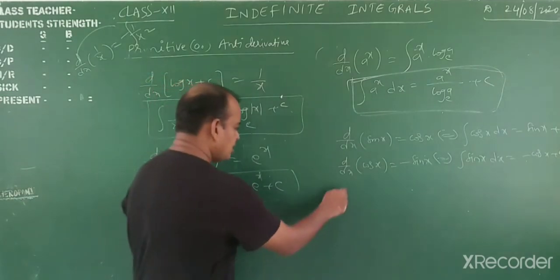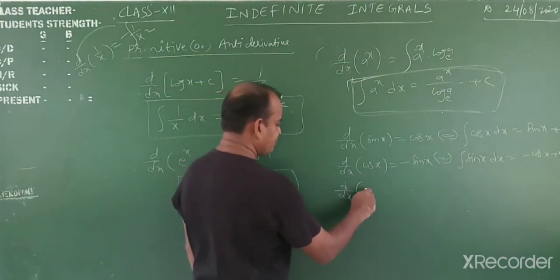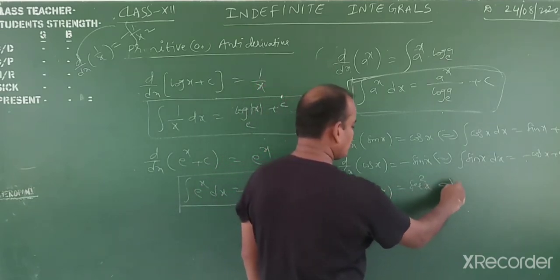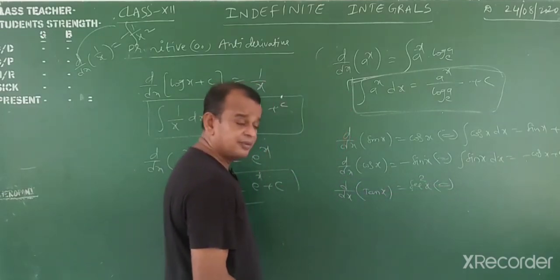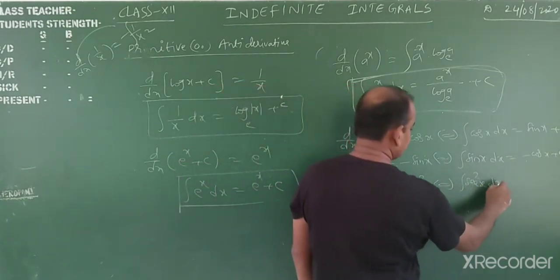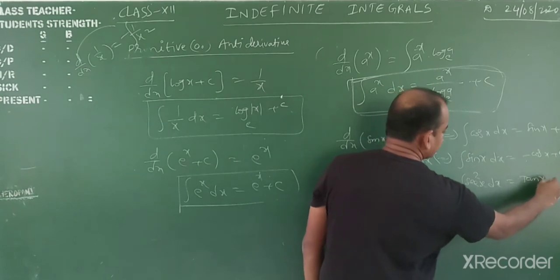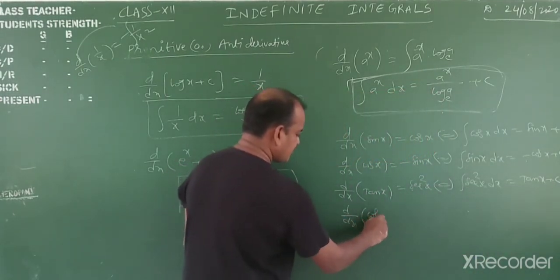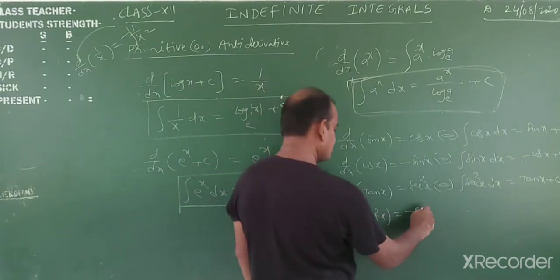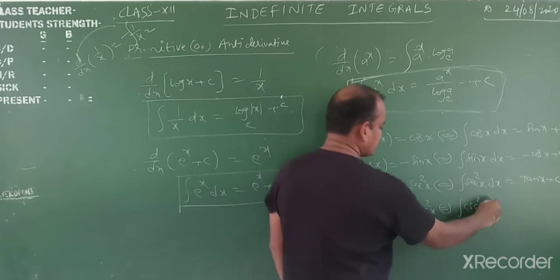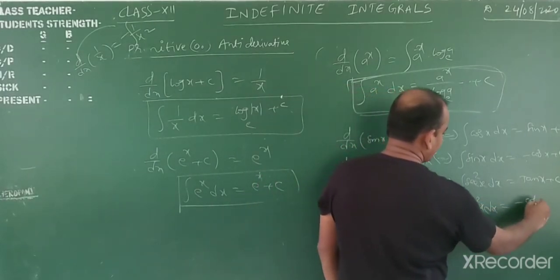Derivative of tan x equals secant square x. Now what about the integral? The integral of secant square x is tan x plus c. Now differentiation of cot x equals minus cosecant square x. Now the integral of cosecant square x dx is equal to minus cot x plus c.